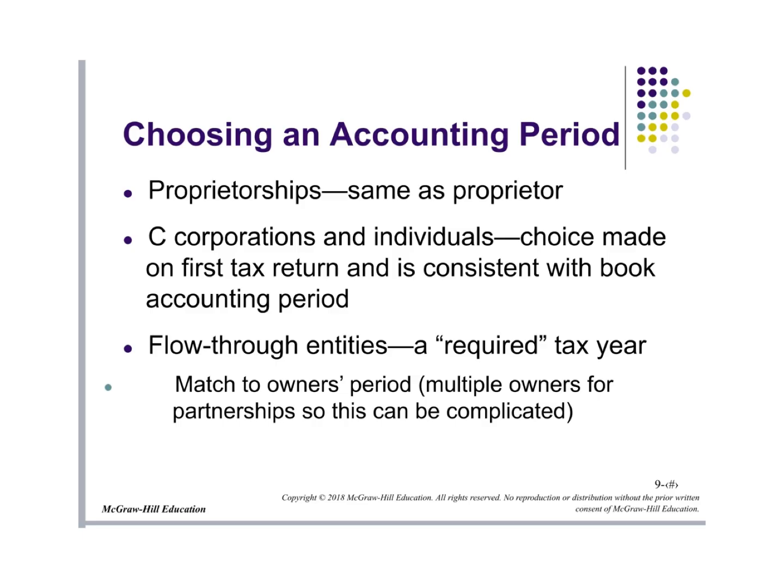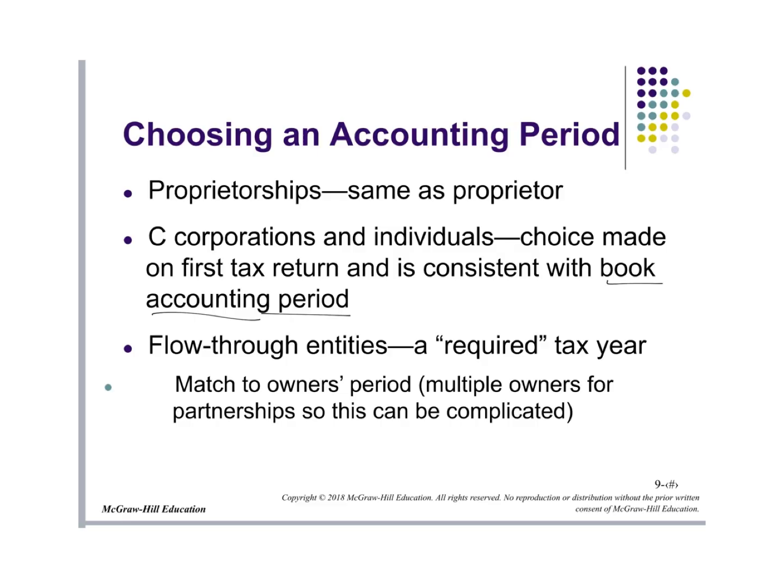As individuals, we know we're all calendar year taxpayers, okay? There are requirements for entities when they choose an accounting period. So proprietorships have the same accounting period as a proprietor, so that would be a calendar year end. C corporations and individuals, the choice is made on the first tax return and has to be consistent with their book accounting period. So that obviously is for C corporations.